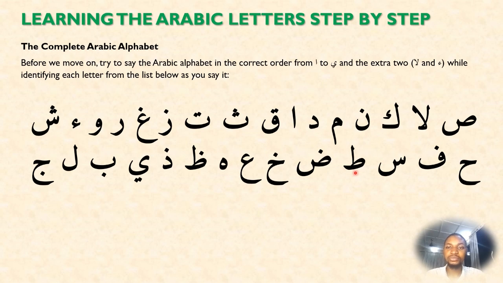Sin, ta, dad, kha, ain, ha, za, dal, ya, ba, lam, and jim. All right, so with this, I believe you should have mastered the letters of the Arabic alphabet and their various shapes in the isolated form.